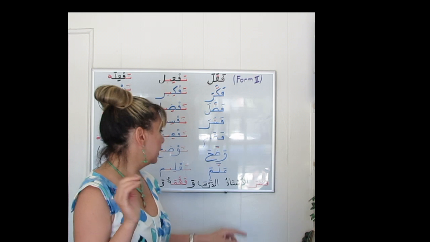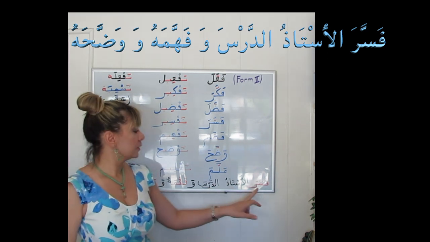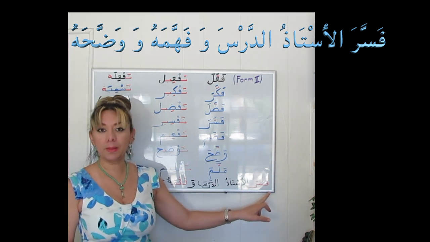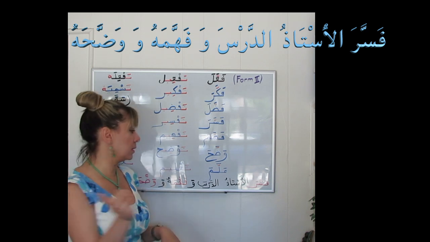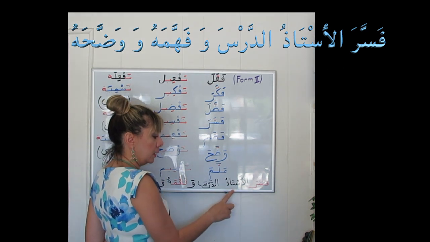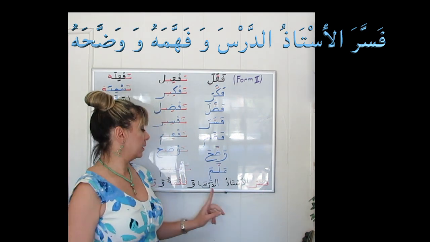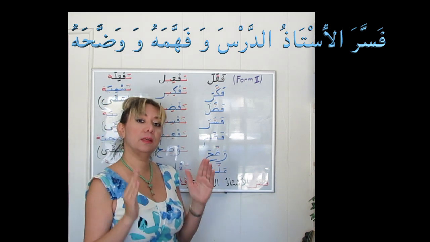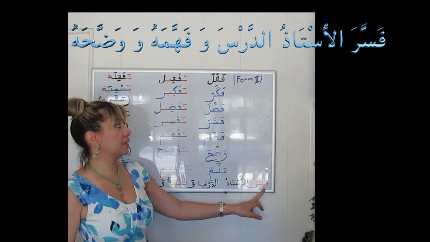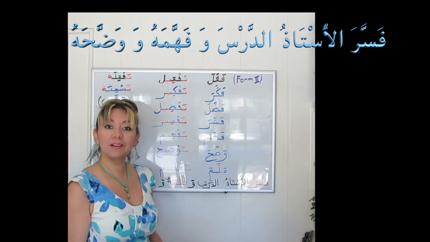فسر الأستاذ الدرس. So, فسر form 2. It's to explain. The professor explained. This is the subject in the nominative case with the sign of dhamma. So fassara al-ustadhu. Ad-darsa. Ad-darsa is the object of fassara. In the accusative, parsing is very important. So ad-darsa is the object of fassara, and fassara is form 2 because of its emphasized middle radical.